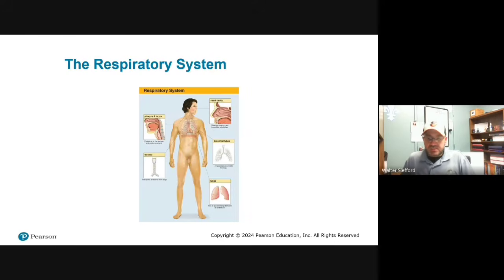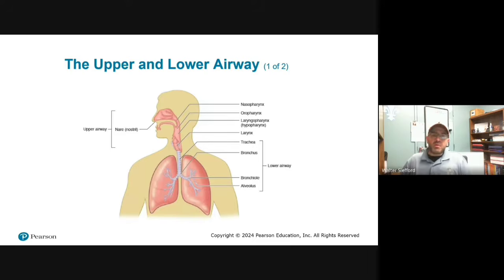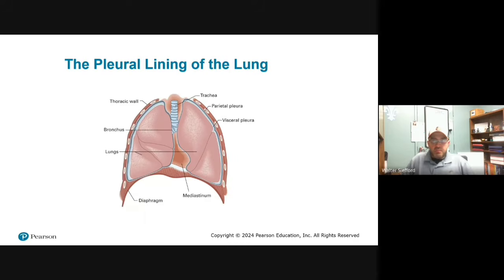All right, respiratory system. I'm broken into upper and lower. Upper, we have the nostril, nasopharynx, oropharynx, laryngopharynx, and larynx. Then it comes down trachea, bronchi, bronchiole, and alveoli. I'm sure your instructors talked to you guys about the upside down tree analogy where we're branching it out, then allowing oxygen to come into our body.